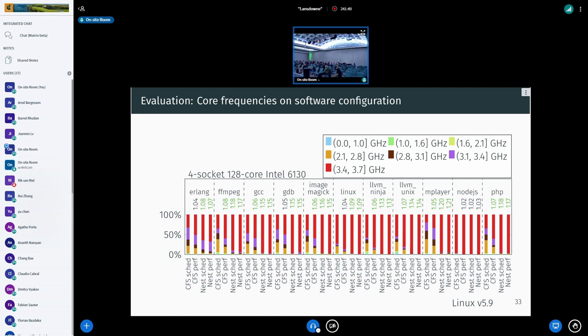So we have these little groups of four. The first two are CFS and the last two are NEST. And so you see more red. Remember, red is the highest frequency. For many of them, we have all red with NEST and we have less red with CFS. Okay. So it'd be an interesting experiment to suggest to just force the machine to a fixed frequency and then see. Or even remove turbo as an option. We can set an upper limit on the frequency. Yeah.